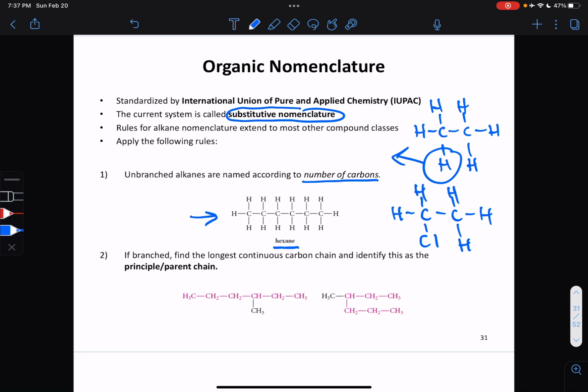Okie dokie smokies. So let's look at the 2 molecules below and let's decide which chain is the longest continuous carbon chain, because we're going to identify this as something called the principal chain, also called the parent chain. And we're going to start there when we name things. So if we look at the molecule on the left, we can see that we've got 1, 2, 3, 4, 5, 6 carbons straight across. So again, that's the longest continuous chain.